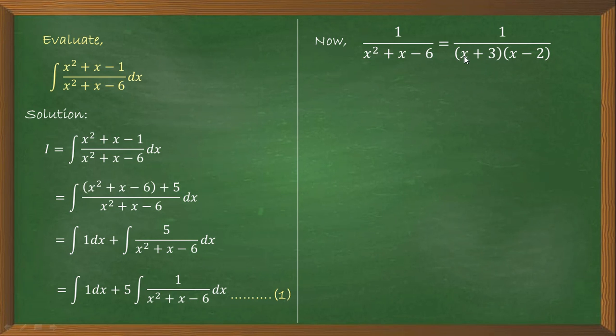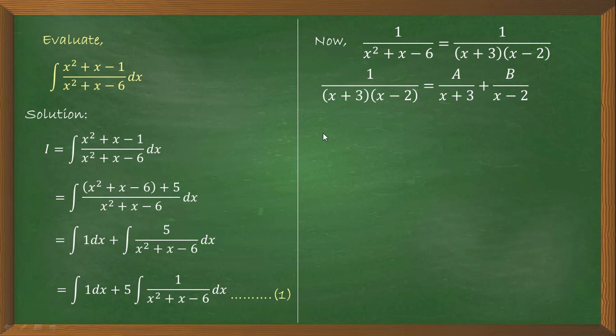Now we will apply the partial fraction method to evaluate this integration as per type number 1. So let us see. Now you can write 1 upon (x plus 3)(x minus 2) as A upon x plus 3 plus B upon x minus 2. Okay, this is our partial fraction method. So the rational form is converted into partial form, that is A upon x plus 3 plus B upon x minus 2. Now we have to determine the values of A and B.